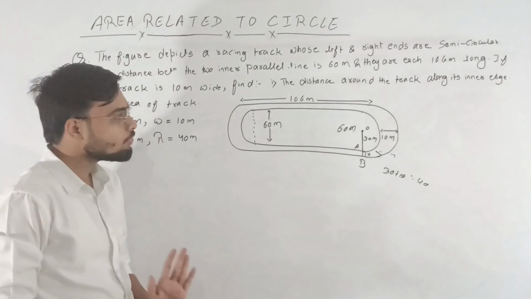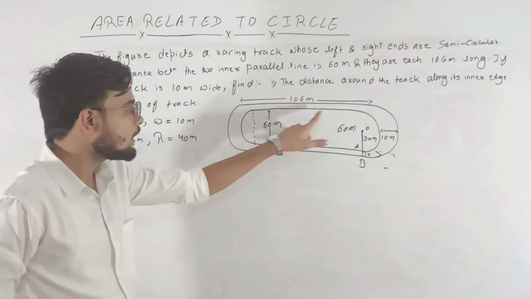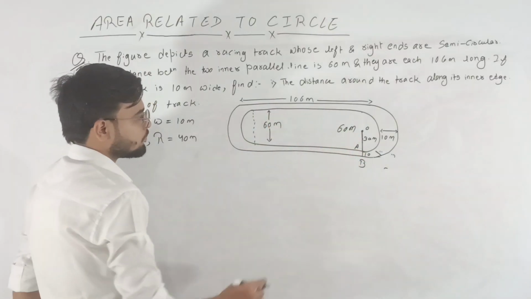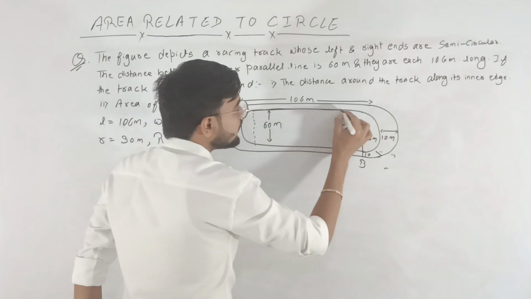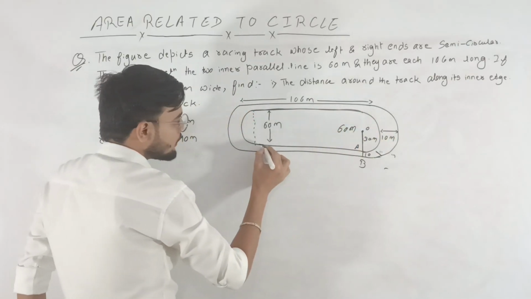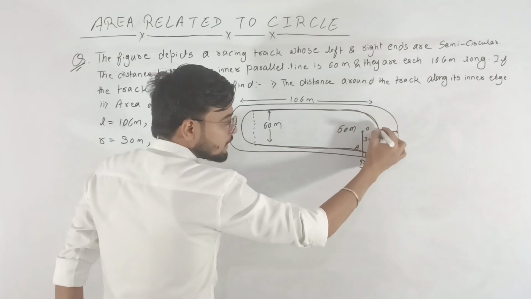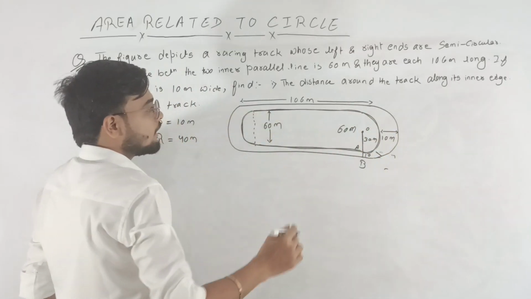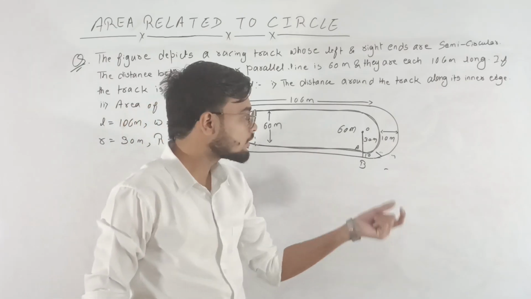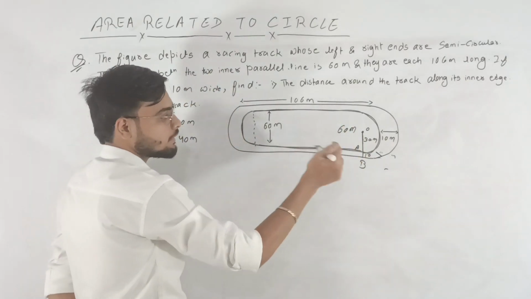Now what do you have to find? First, the distance of the inner side. So look here. The distance of the inner side means the distance of this, which is given as 106 meter. The distance of this one is also given as 106 meter. Now the distance of this semicircle, then the distance of this semicircle. Now length or distance means we have to find the circumference. This is 106, this is 106.